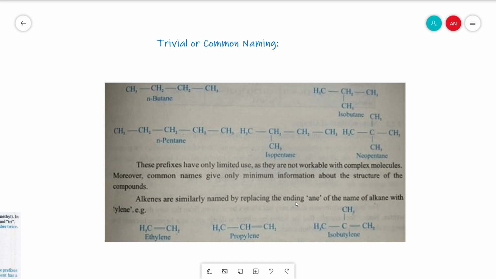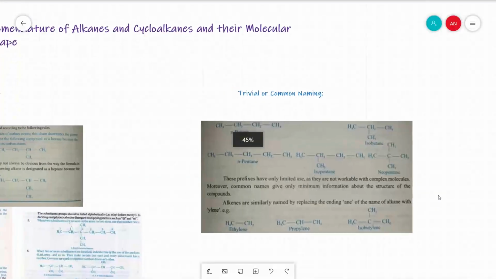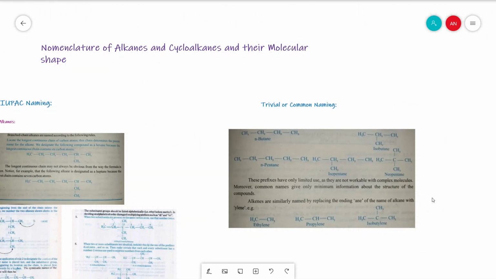Alkenes are similarly named by replacing the ending "-ane" of the name of the alkane with "-ylene". So if there is ethene, its common name would be ethylene. If there is propene, then its common name will be propylene. And if there is butene with this isobutane structure, what would be its name if there is a double bond? It would be isobutylene. Although it's not in our topic for this lecture, we are discussing it, so there is no issue. We are just getting information.